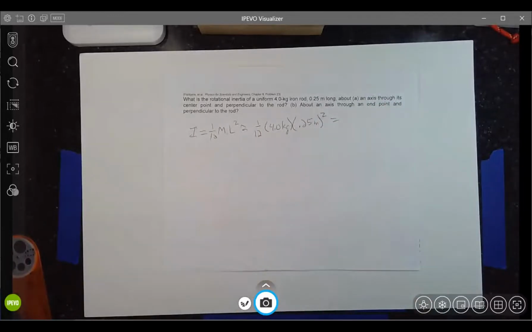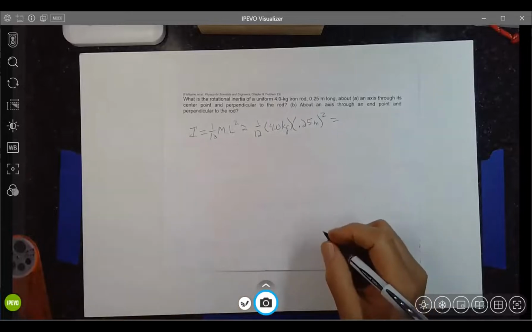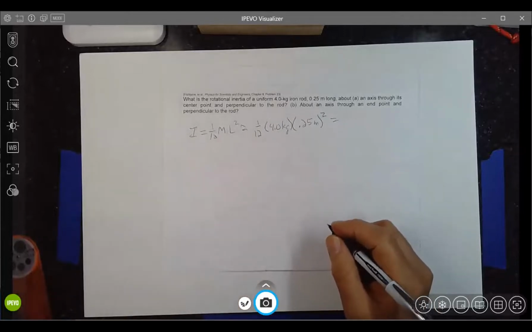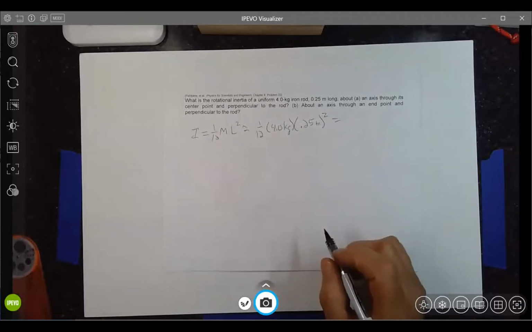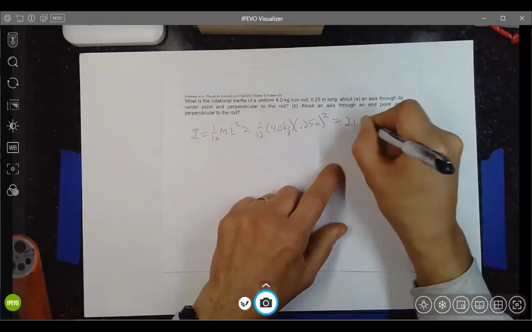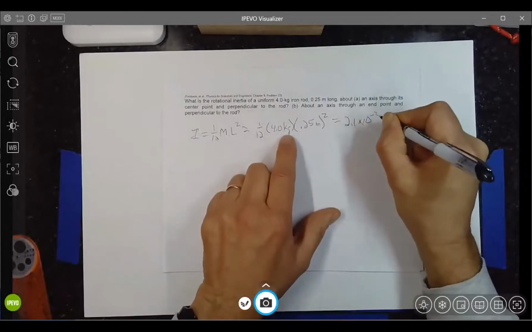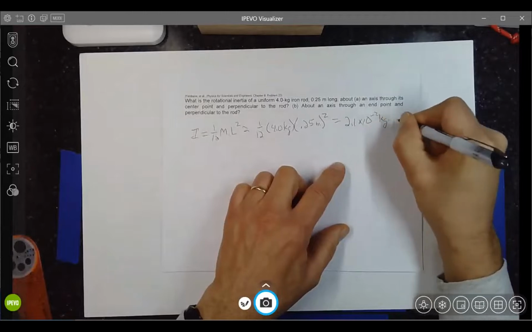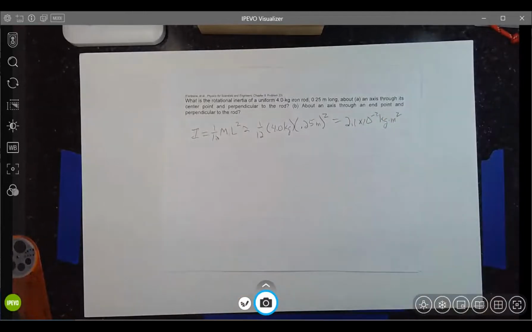So that's all there is to it. It's just plug and chug on a formula. You probably did geometry formulas like this in maybe 7th grade, something like that. So 4 times 0.25 squared divided by 12. Okay, then I get 2.08. How many significant figures? Only 2. So 2.1 times 10 to the minus 2 kilogram meters squared. Okay, well, that was easy.